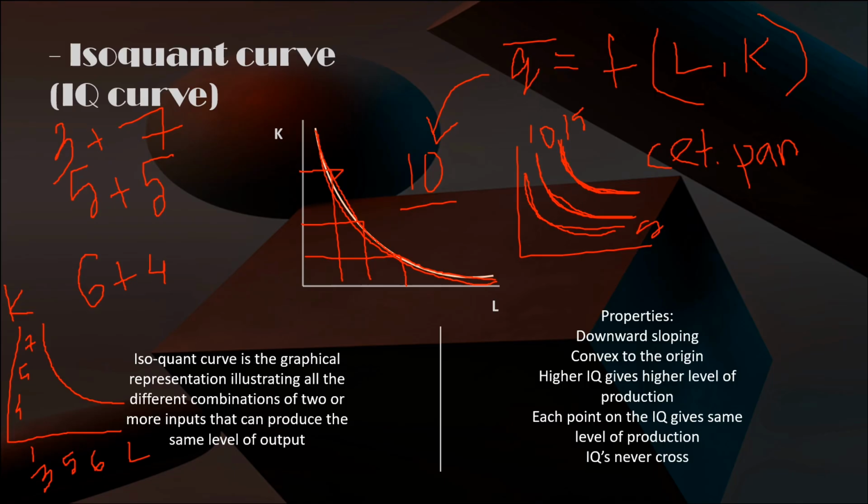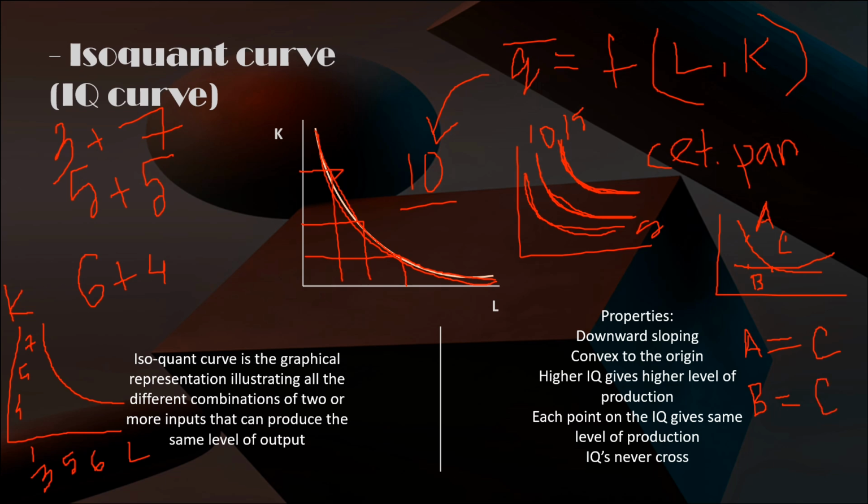Let's come to our last and one of the most important properties, that is IQs never cross. Now let's see what happens when IQs do actually cross. Let's say this is IQ number 1 that I have and IQ number 2. All right. And let's say they meet at the point C. Now the higher IQ has a point A and the lower IQ has a point B. All right. Now, according to definition, we know A must be equal to C, right? Because each point on the same IQ gives us the same level of production. And B must be equal to C.